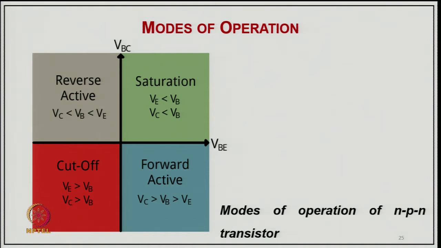So, the switch is off here, the switch is on here, and this is the forward active and this is the reverse active, where typically the base voltage is in between the emitter and collector voltage. So, these are the 4 modes of operation.